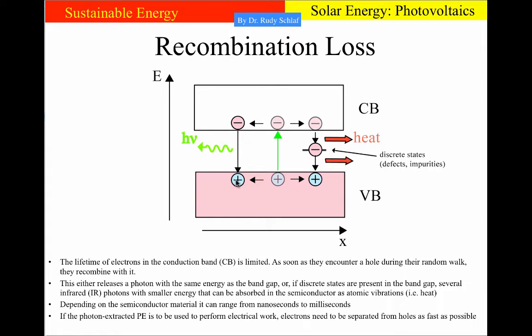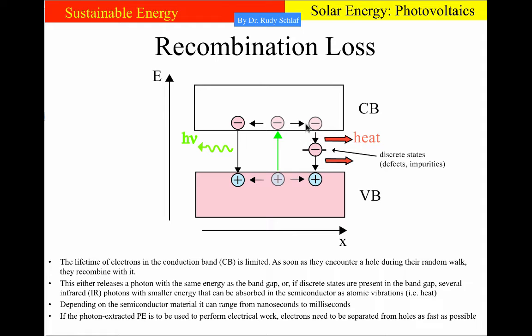And so we have a current that is flowing inside the solar cell, but of course it doesn't contribute to the current through the load. This type of process can even re-release the photon back out of the solar cell. So it's almost something like reflection of the impinging light.